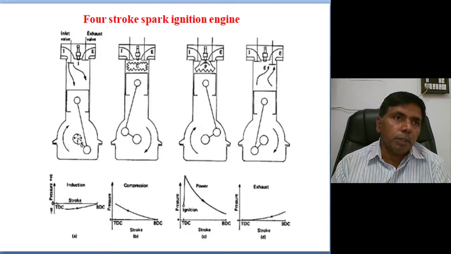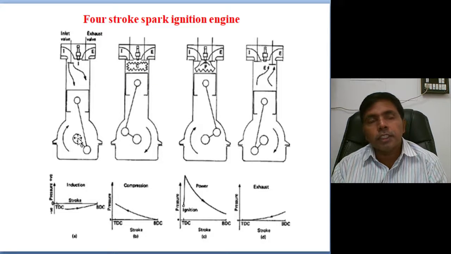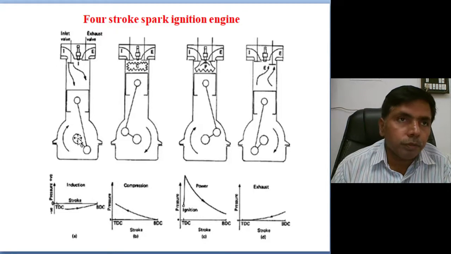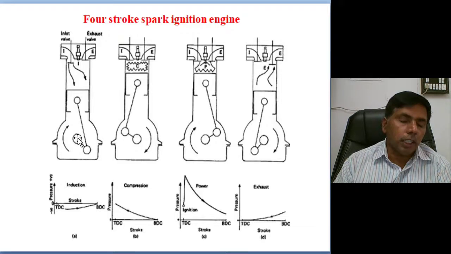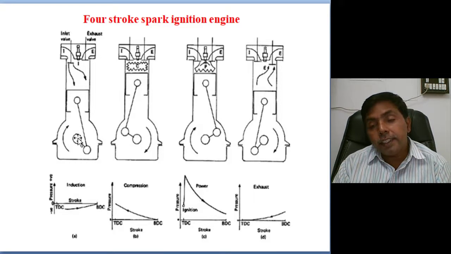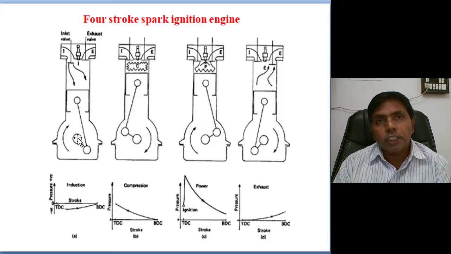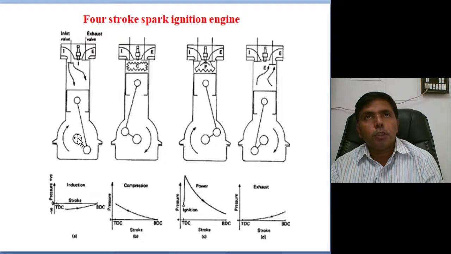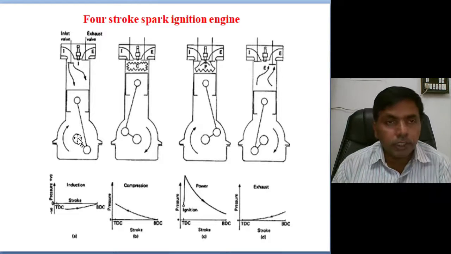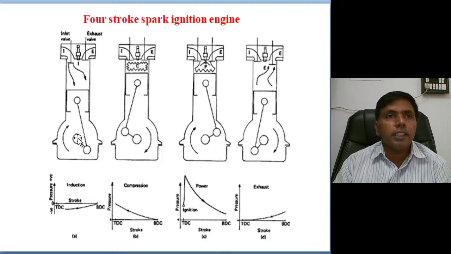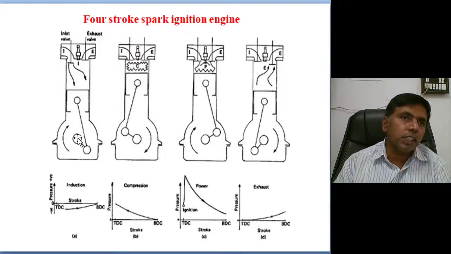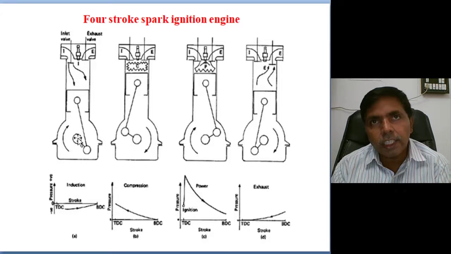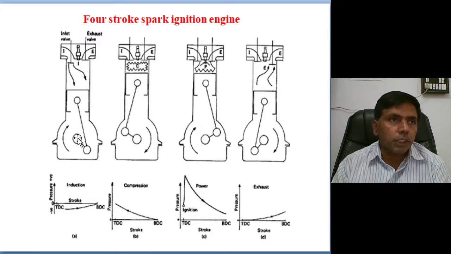IC engines, internal combustion engines, are of two types. First, spark ignition engine, second, compression ignition engine. So internal combustion engines are of two types, spark ignition and compression ignition. In the spark ignition engine, again a 4-stroke engine is there and a 2-stroke engine is there. In the compression ignition engine, again a 4-stroke engine is there and a 2-stroke engine is there.